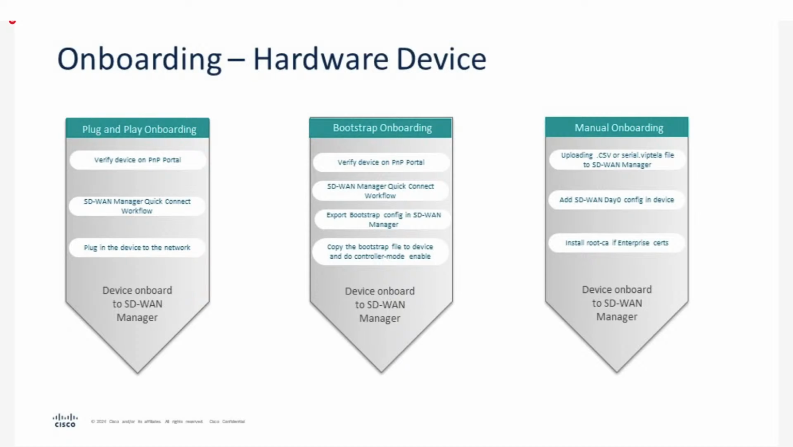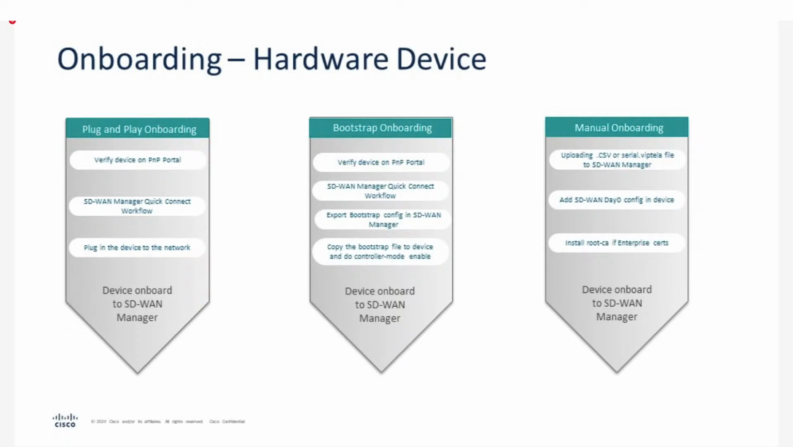All right. So in plug and play, the first one here is plug and play. As soon as the customer buys a device, the serial number will automatically get populated in the PNP portal. If the vManage has connectivity with the PNP portal, or the smart account credentials are uploaded or saved in the vManage, the new serial number will automatically get reflected in the device list of the manager.